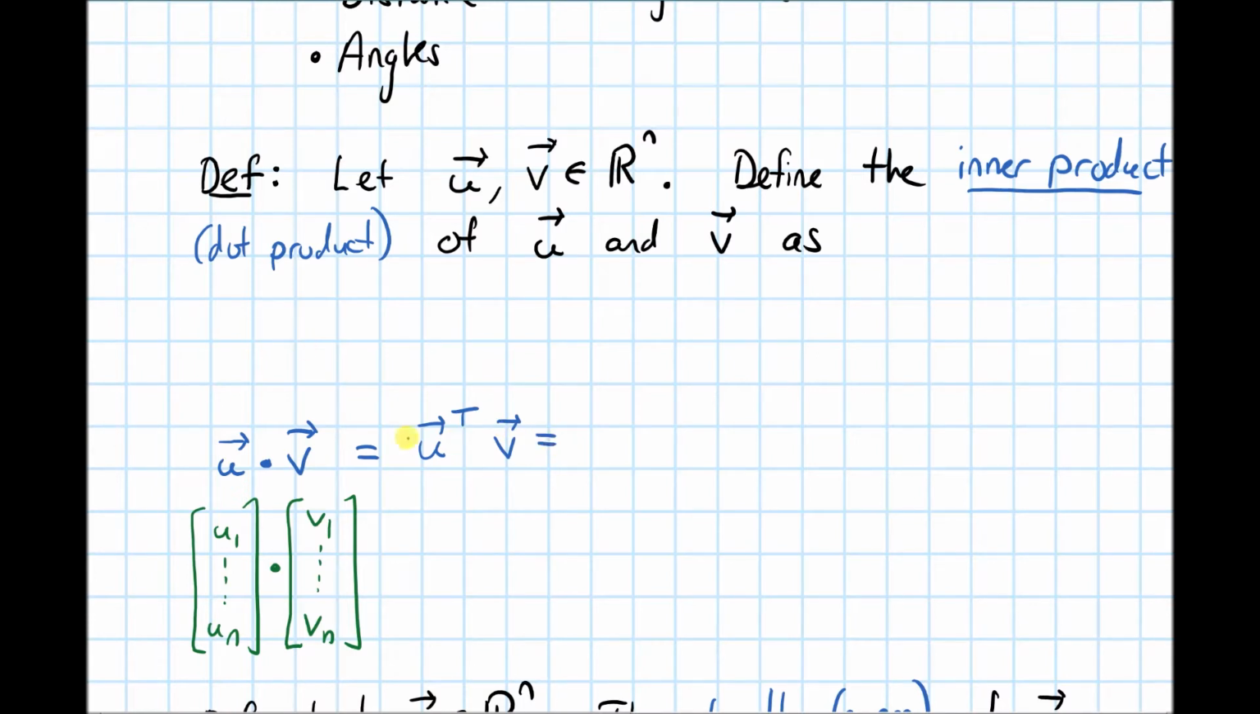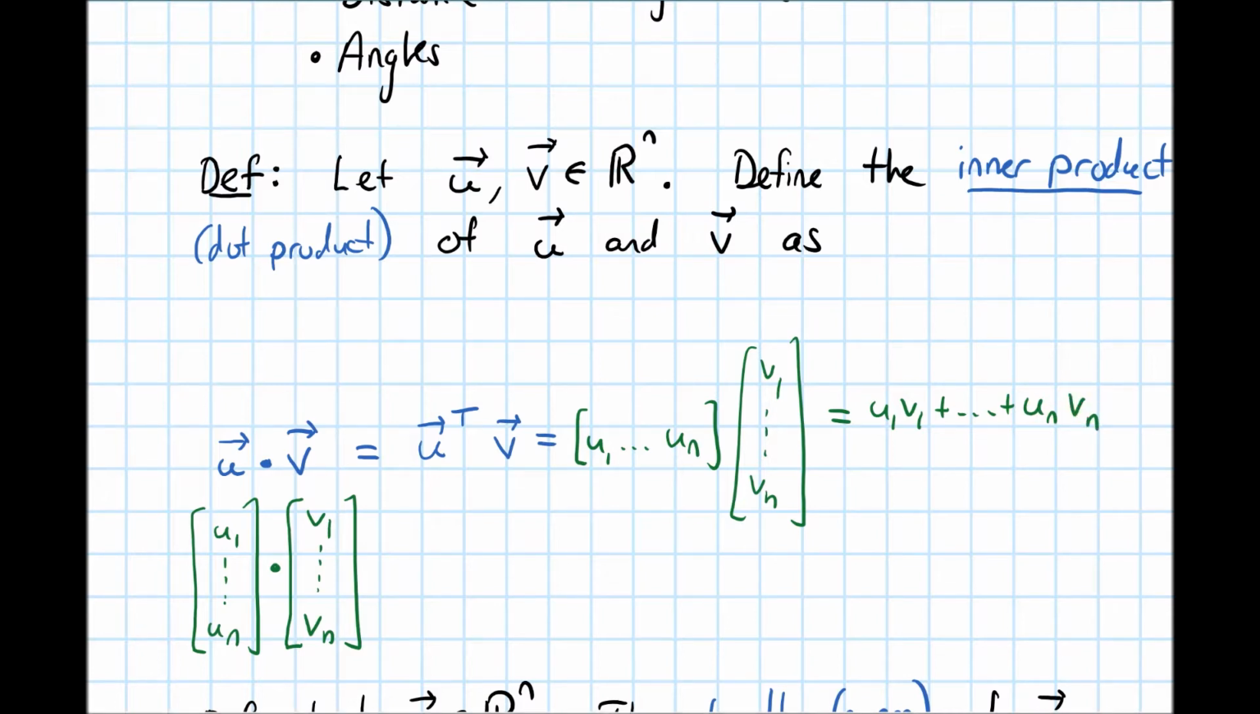The transpose of u takes this column vector and turns it into a long row: u1 dot dot dot up until un. Then I'm multiplying by v, which is still a column vector, v1 dot dot dot up until vn. When we do this multiplication, we multiply this row times this column. That gives us u1 v1 plus dot dot dot up until un vn.